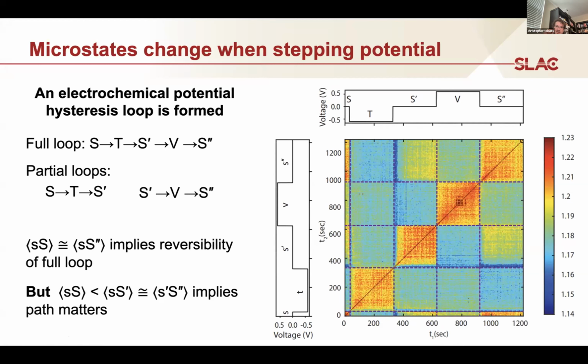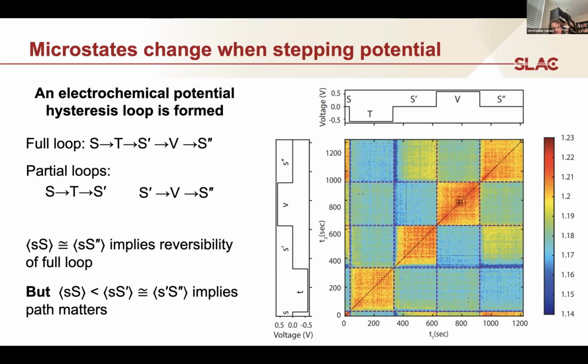And what we see here is that S, S prime, and S double prime are all the same chemical potential. The current transients here are on the order of 10 seconds, and we're waiting about 300 seconds at each step. So we at least thought that we'd be in equilibrium. If the material was at least reversible, we might think that going from S to T to S prime would return us to the same state, and that S prime going to V, going to S double prime would also return us to the same state.